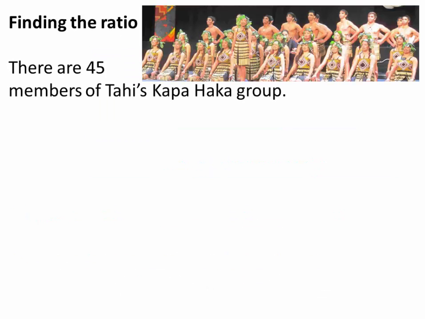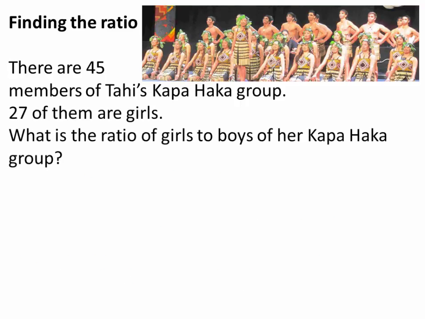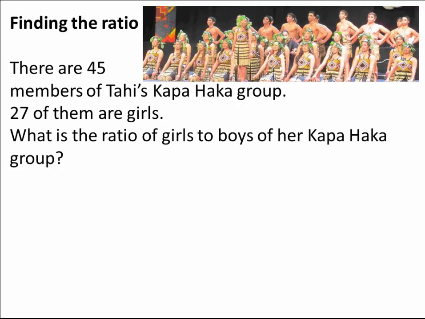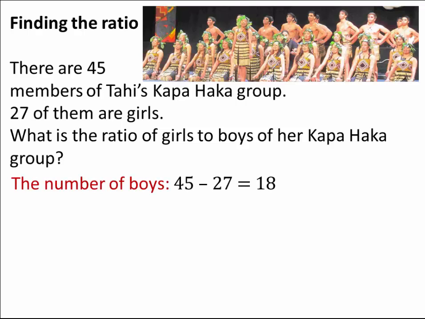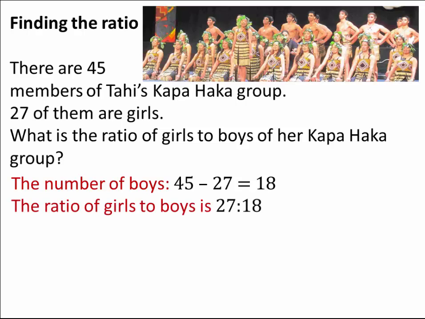There were 45 members of Tahi's Kapa Haka group. 27 of them were girls. What is the ratio of girls to boys of her Kapa Haka group? Well, firstly, you need to work out the number of boys. 45 minus 27. That's 18. So the ratio of girls to boys will be 27 girls to 18 boys, or 27 to 18.